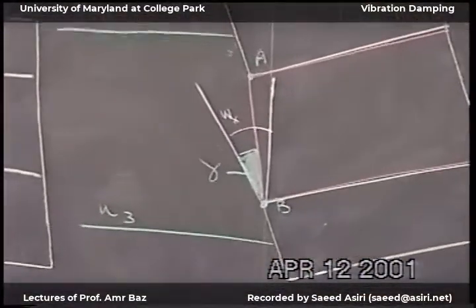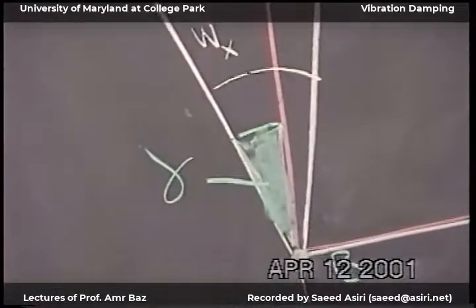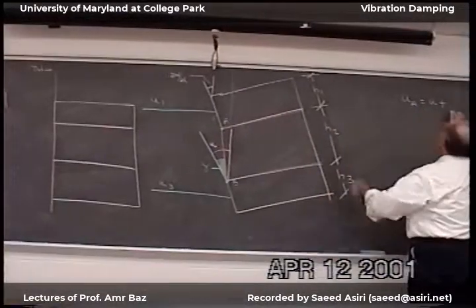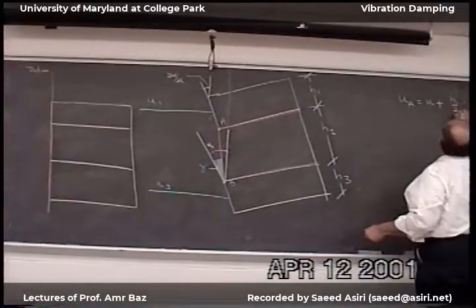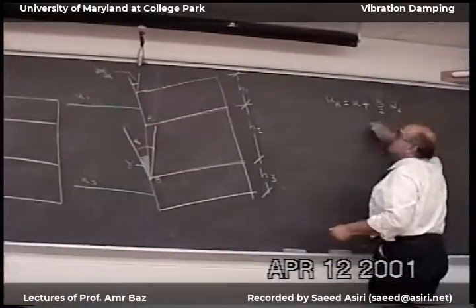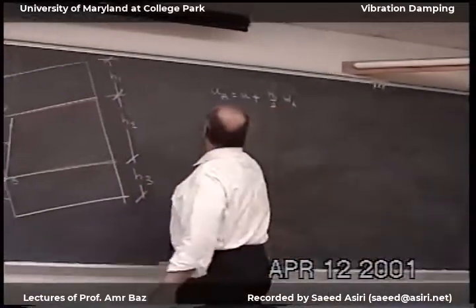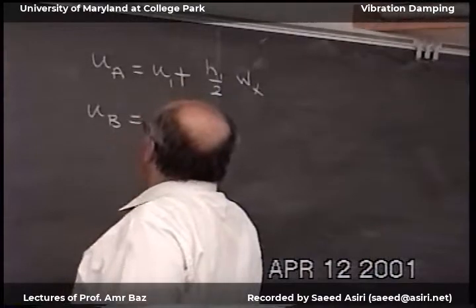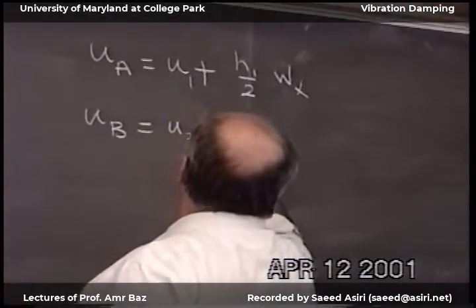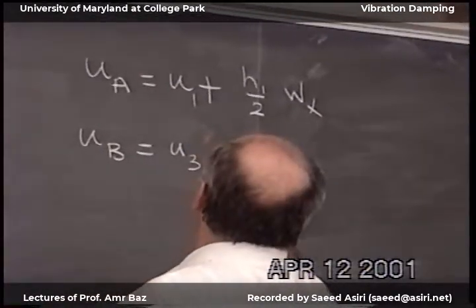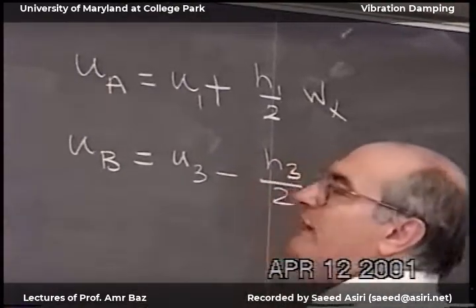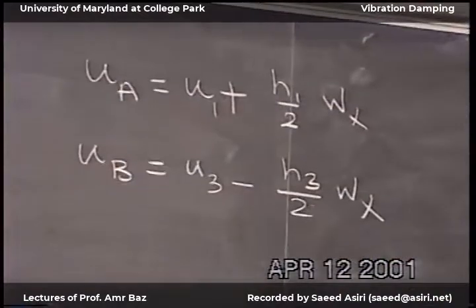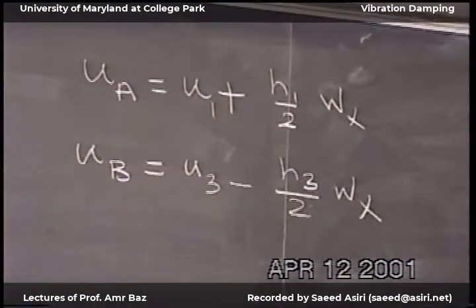Now I can calculate UA is equal to U1 plus the slope times H1 over 2, Wx. And I can calculate UB is equal to U3, and then I'm going back minus H3 over 2 Wx. The difference between them will be this little distance.